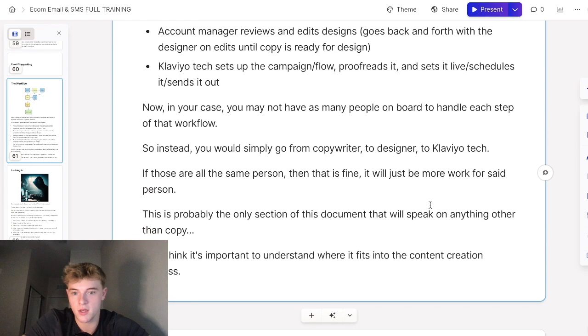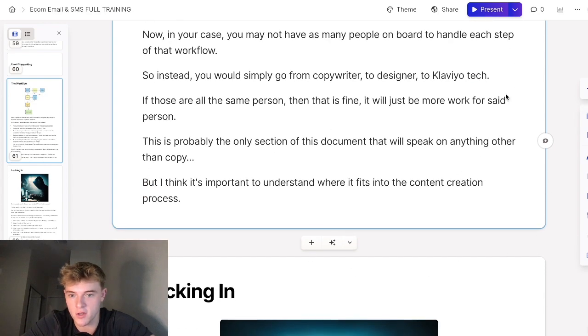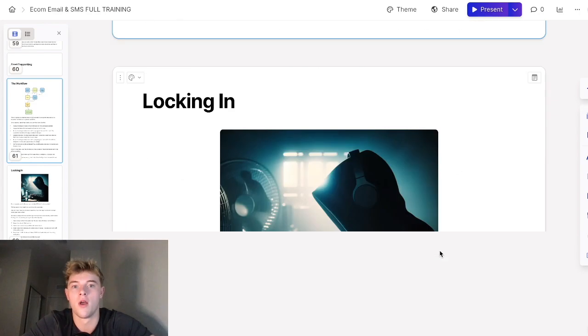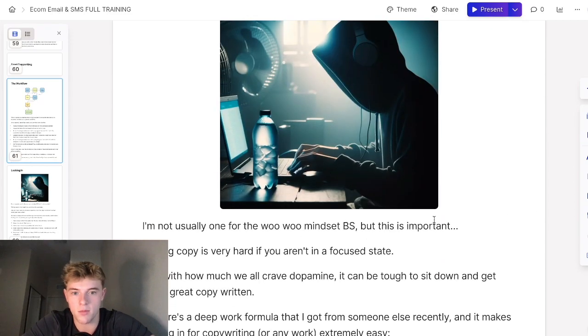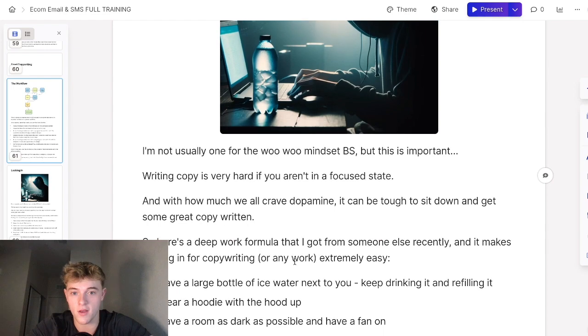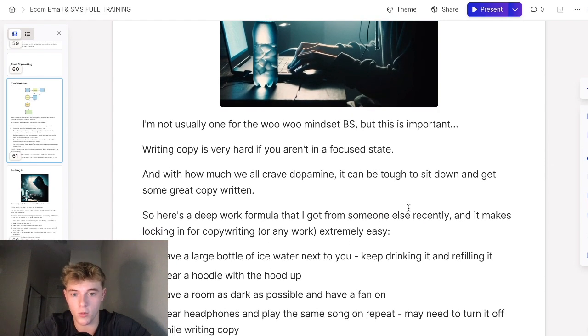This is probably the only section of this entire training document that's going to speak on anything other than just copy, but I think it's important to understand where it fits into the content creation process. So now we're going to talk about locking in. This is kind of like the only woo-woo mindset part of it, but this is really important when it comes to writing copy. Writing copy is very hard if you aren't in a focused flow state. And with how much we all crave dopamine, it can be really tough to sit down and get some great copy written if you're distracted.